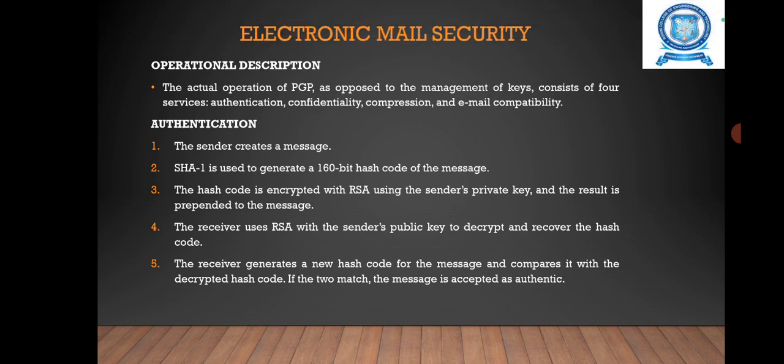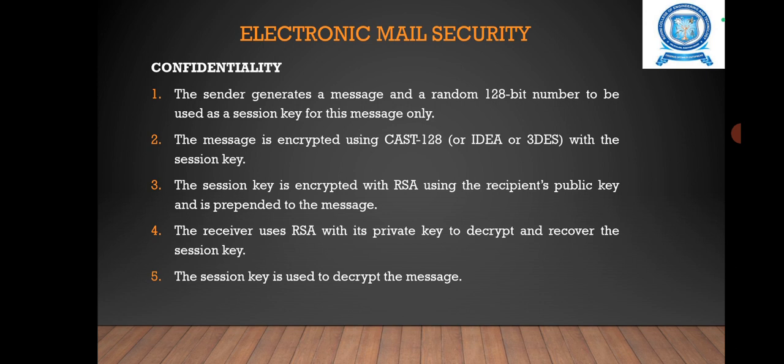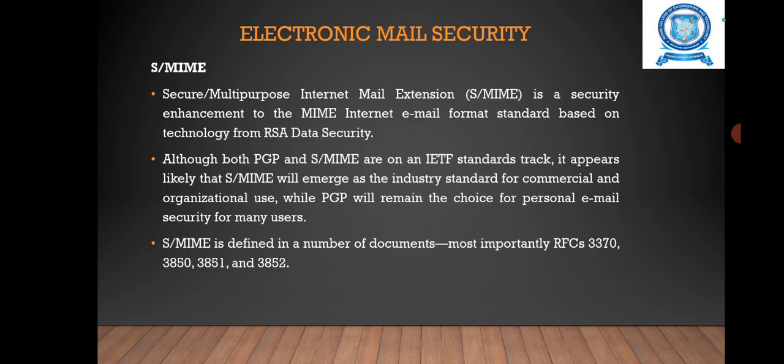Next, we are going to see the confidentiality. The sender generates a message and a random 128-bit number to be used as a session key for this message only. Here the message is encrypted using CAST-128 with the session key. The session key is encrypted with RSA using the recipient's public key and is prepended to the message. The receiver uses RSA with its private key to decrypt and recover the session key. Here the session key is used to decrypt the message.